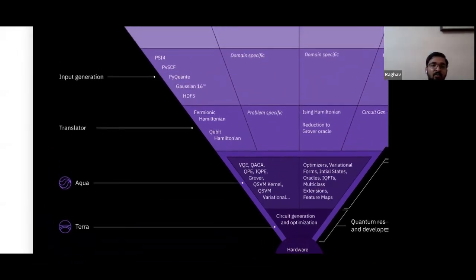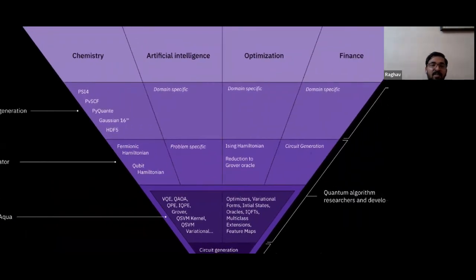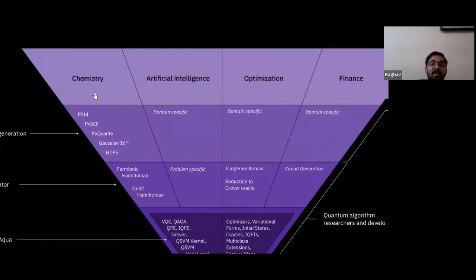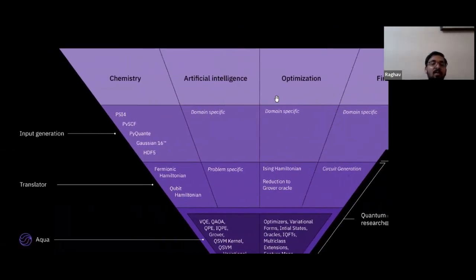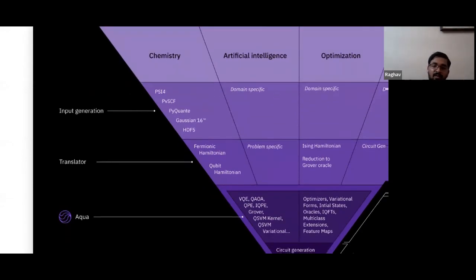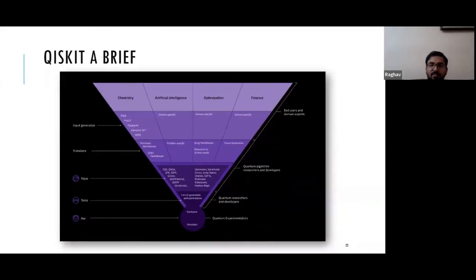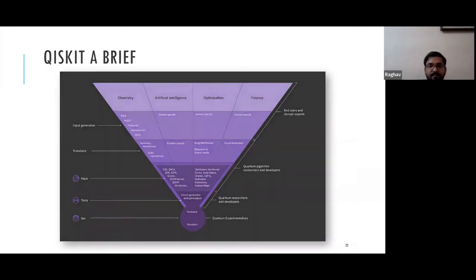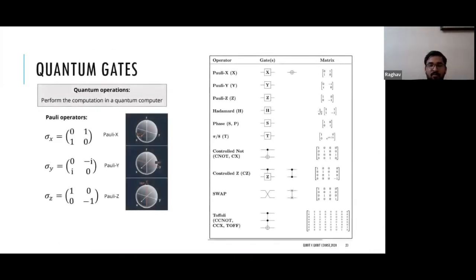And there are others too, for more advanced applications like artificial intelligence, chemistry, optimization. The abstraction level is more abstracted than this. So, okay, you very well know about gates.